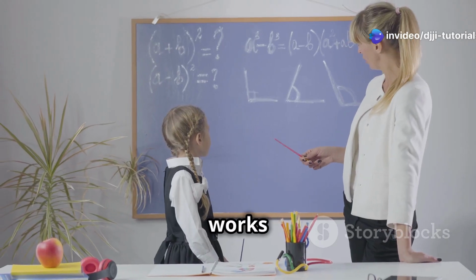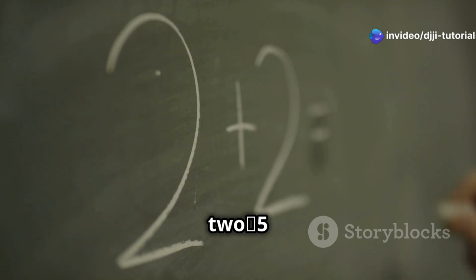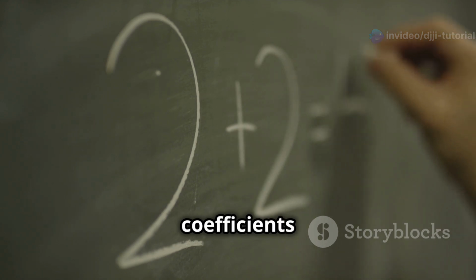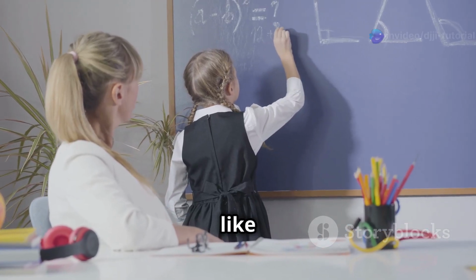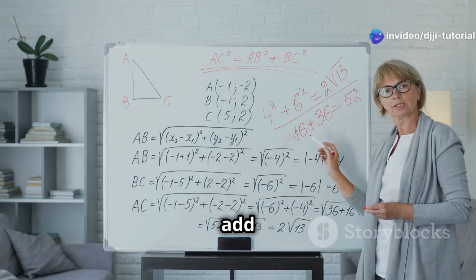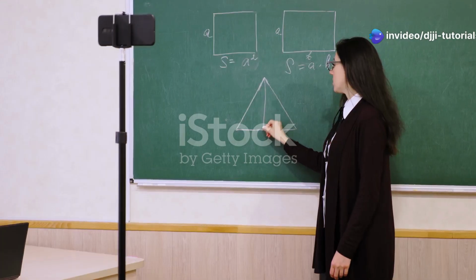Subtracting like radicals works the same way. If we want to subtract 2 root 5 from 7 root 5, we subtract the coefficients. 7 root 5 minus 2 root 5 equals 7 minus 2, root 5, which equals 5 root 5. Remember, we treat the radical like a variable. We don't change it when we add or subtract like radicals.